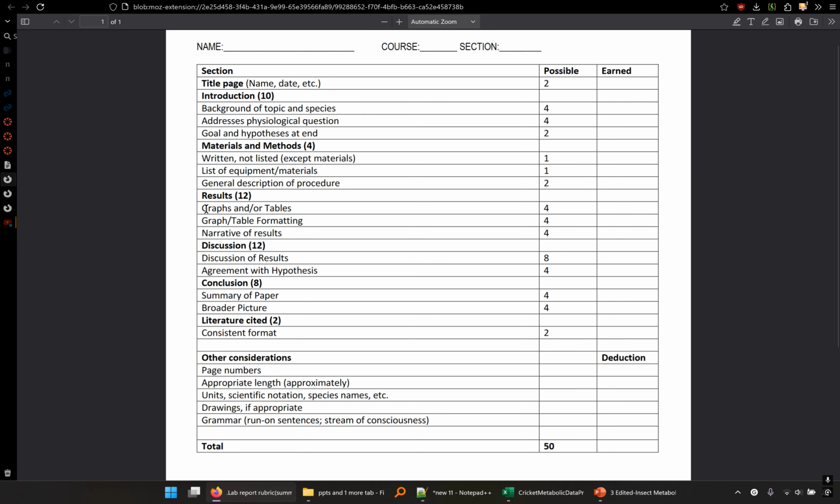But you need to include that list of materials. Now, for graphs and results, you want to include at least 3 graphs or tables, so 3 figures. Because we're working with 3 different protocols, that's really easy. You would just separate it into 3 separate graphs, including your formatting.